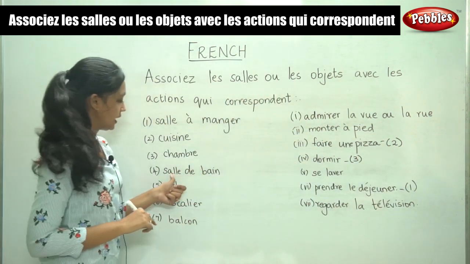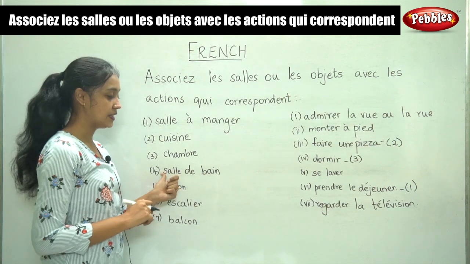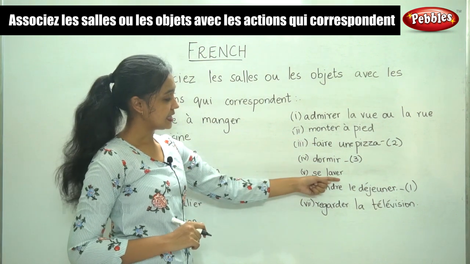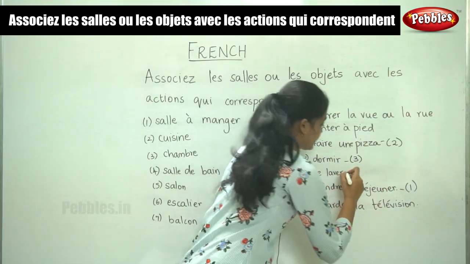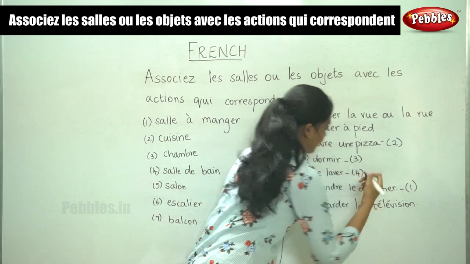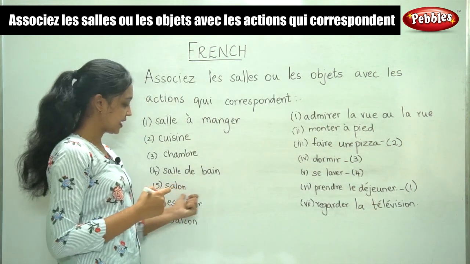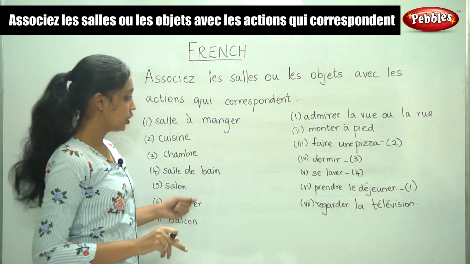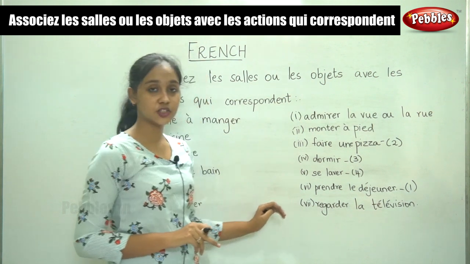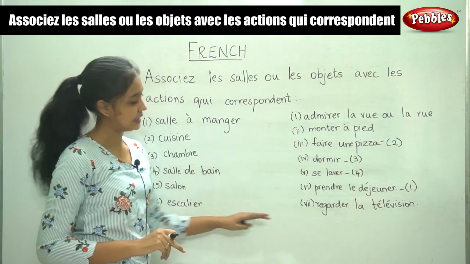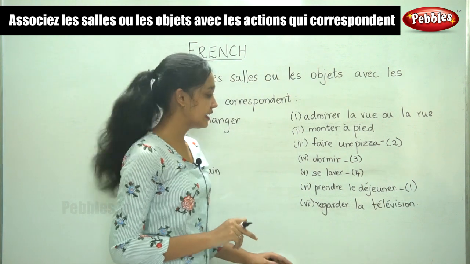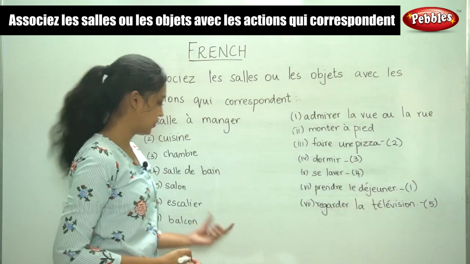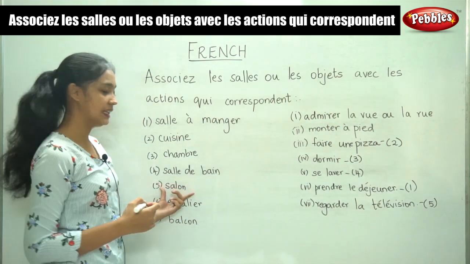Dormir. Next one, salle de bain, the bathroom. So which of these actions corresponds to that? It is option 5, se laver. The fifth one, salon. Salon is the living room. So which of the other three actions corresponds to the living room? It is this one. Regarder la télévision. So you watch the television in the living room.